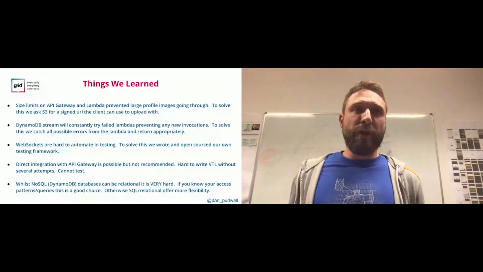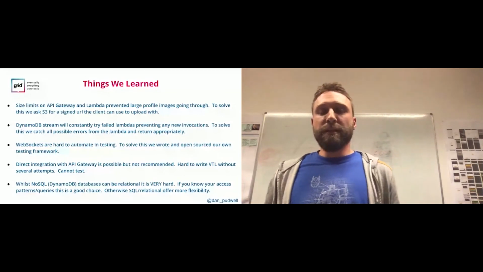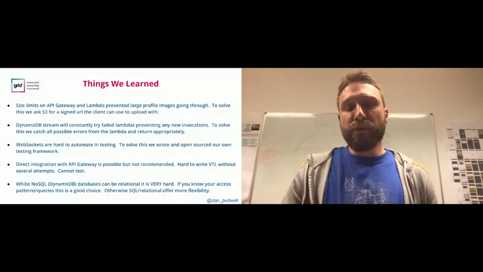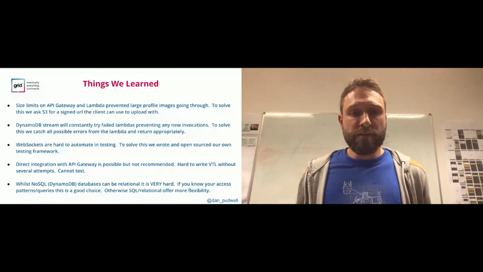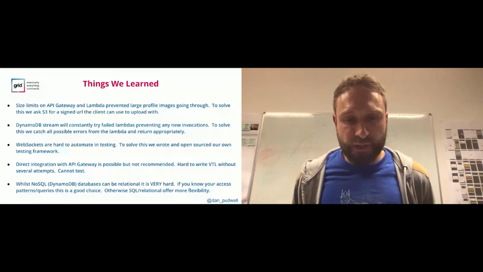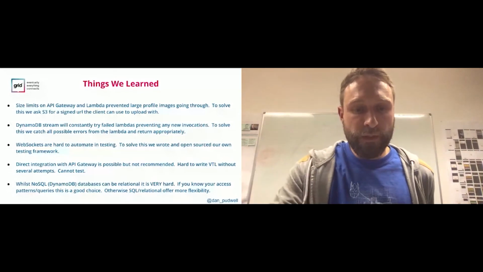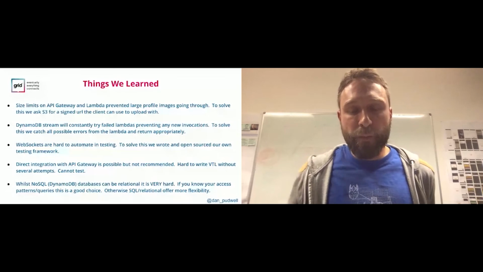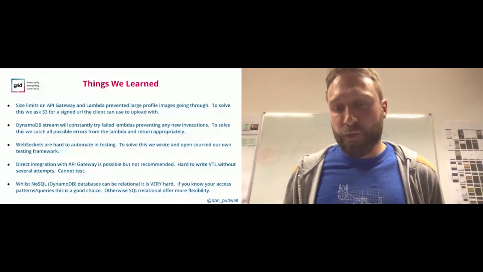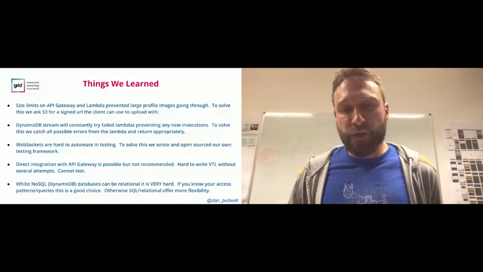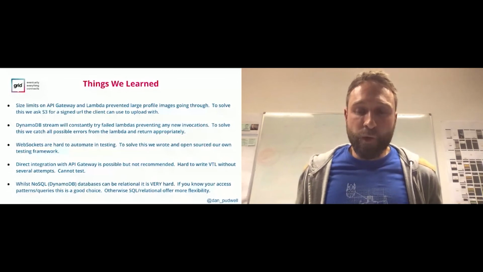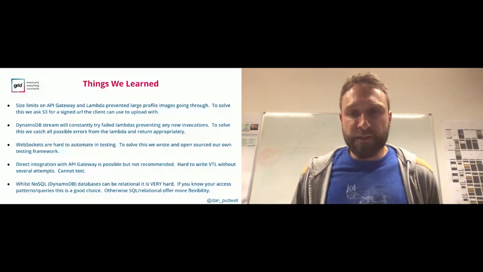Another thing we found was that with Dynamo streams, if something fails, it does a constant retry on the failure. It doesn't process anything new coming in until that failure is taken care of. So we have to make sure that we handle all those possible errors. This was our first time with WebSockets as well, and we found that they're a bit tricky to test. One of our really good developers, Rob, wrote a WebSocket testing library, which I'll mention a little later on, to help with that asynchronous testing.